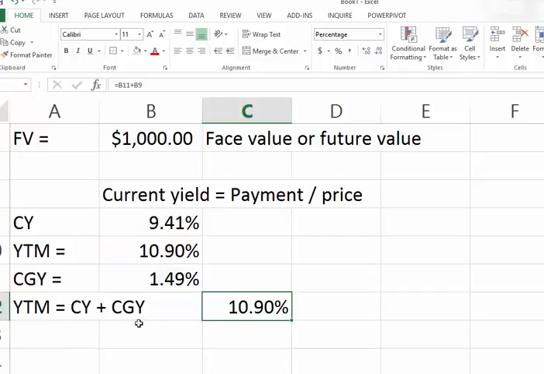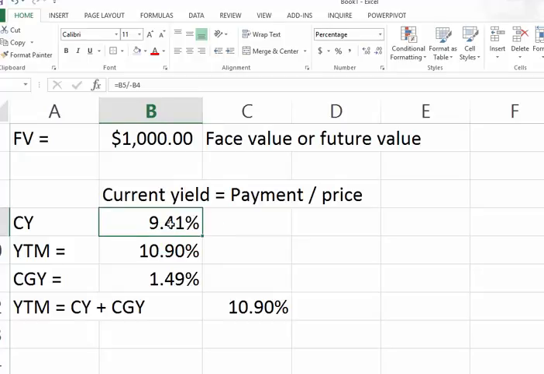meaning we can make our money when buying a bond from collecting interest, or from changes in the price of this bond. And that's how we can separate the yield to maturity into its two components.